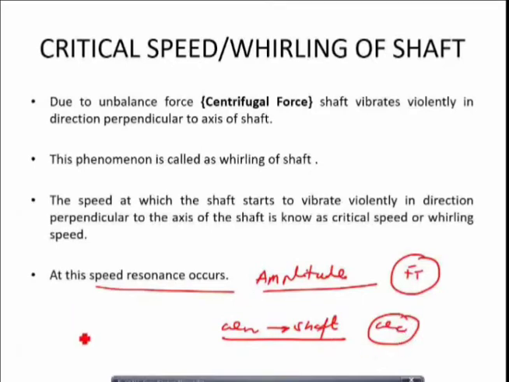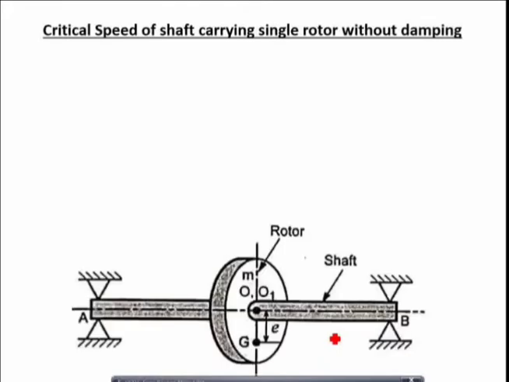So we have to design omega n in such a way that omega n is not equal to omega c, meaning the critical speed condition will not occur and the shaft or the system will not fail. Now let us derive the equation for the critical speed of a shaft carrying a single rotor without damping.